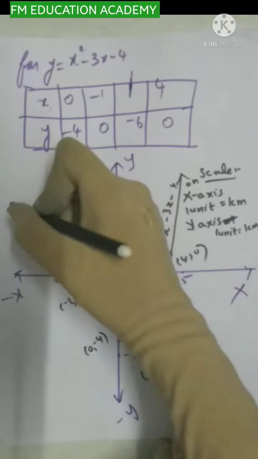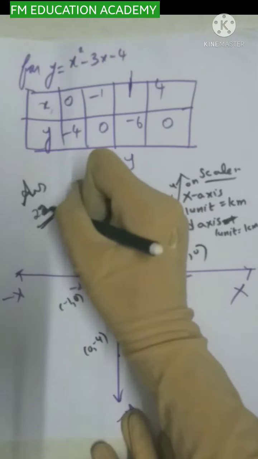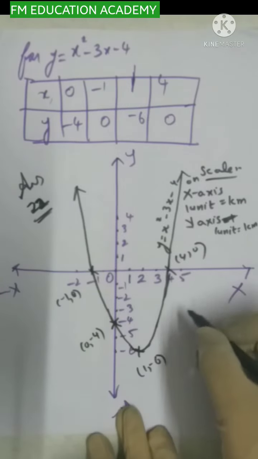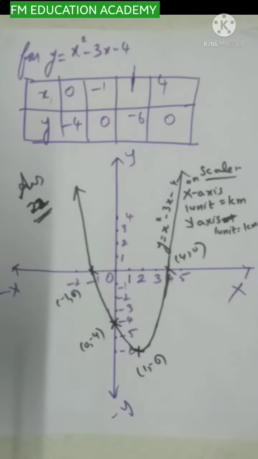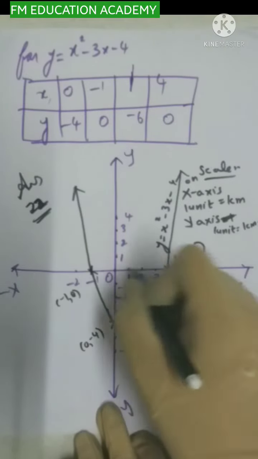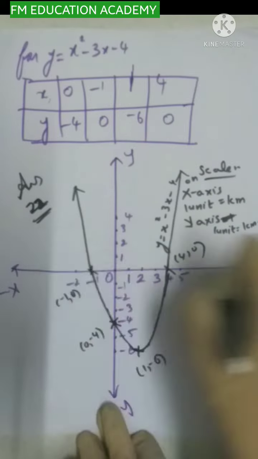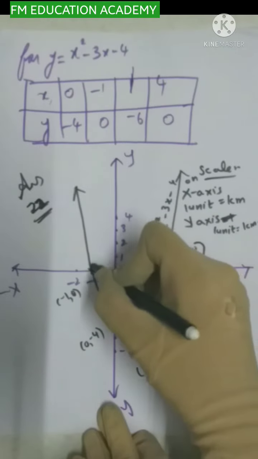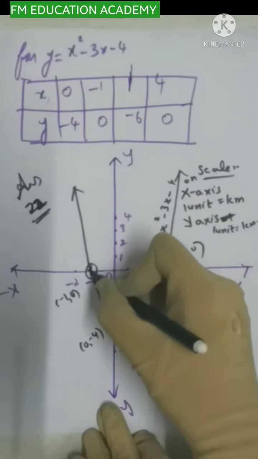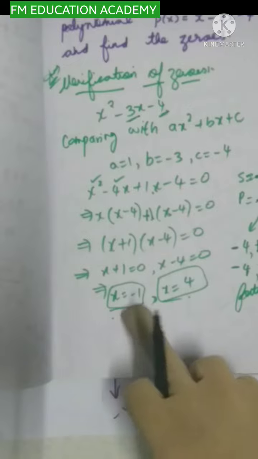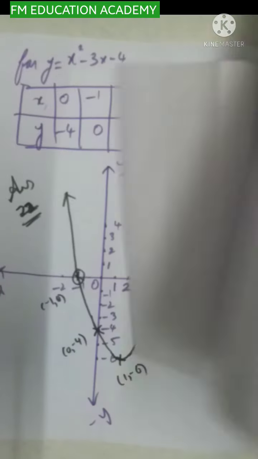Okay, this is answer number 22 of the practice paper, so always write the answer number also. From this graph we get the zeros. What are zeros? Zeros are the points of the graph which cut the x-axis. So the graph is cutting the x-axis at minus 1 and 4, and it is verified also, because in verification we also got the zeros minus 1 and 4. So we know that we are doing it correctly.